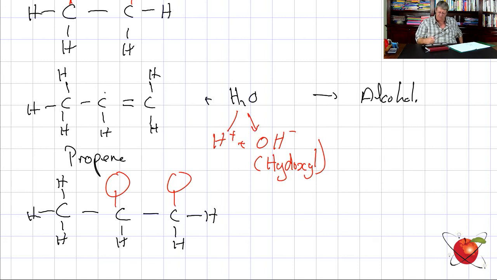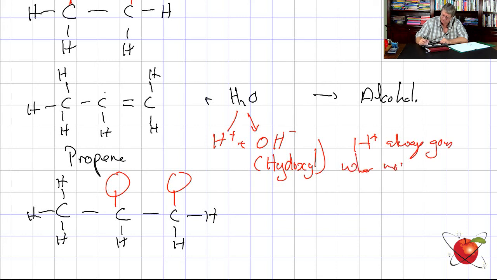Now, where does the hydrogen go and where does the OH go? The hydrogen, once again, follows the Markovnikov rule. The H plus always goes where the most friends are. And where are the most friends? There, and the OH goes there. So you are going to form an alcohol like that.